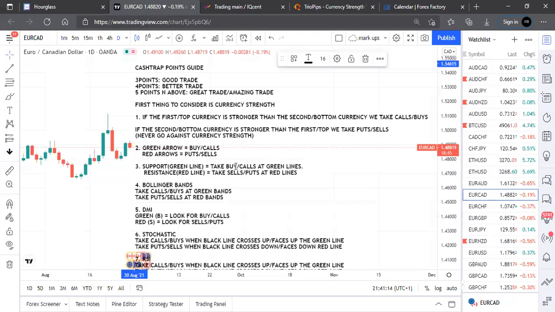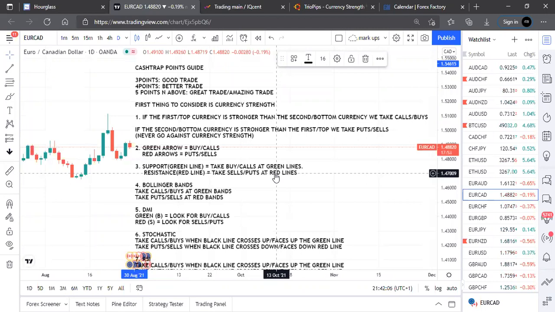So write it down. The third point or third confirmation, support and resistance. The supports are the green lines. Then the resistance is the red line. So you can write it down. We are taking buys or calls at the green lines, and we are taking sells or puts at the red line. This is your third confirmation. This is your third point. So if you've written it down, drop done in the chat box so that we can go look at it.